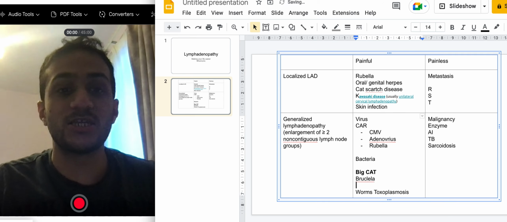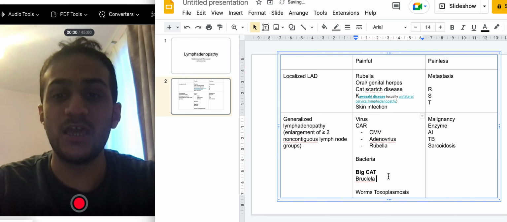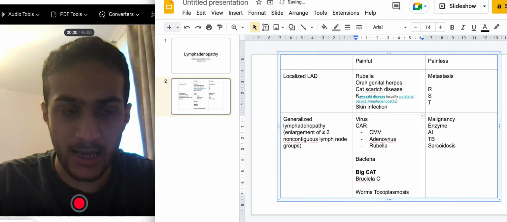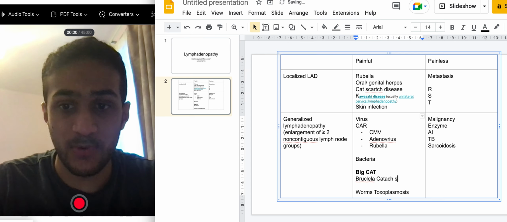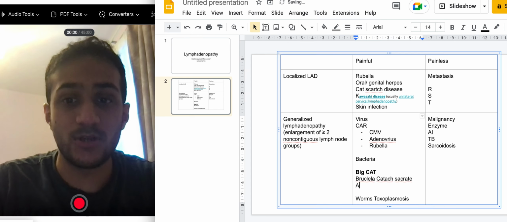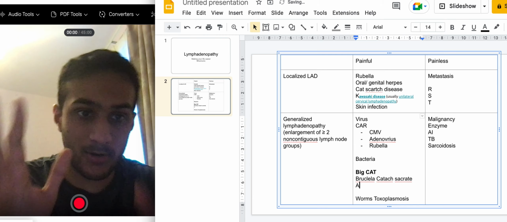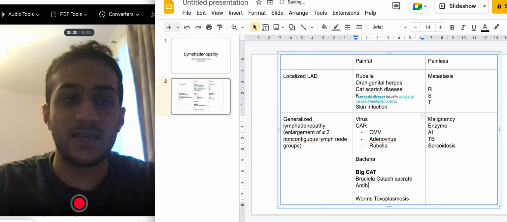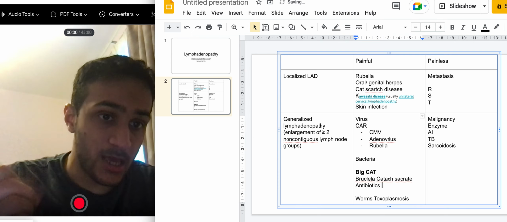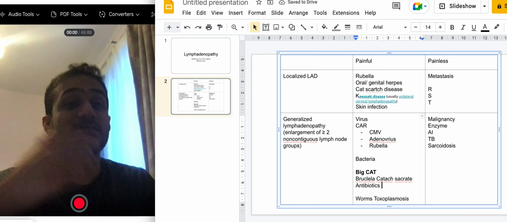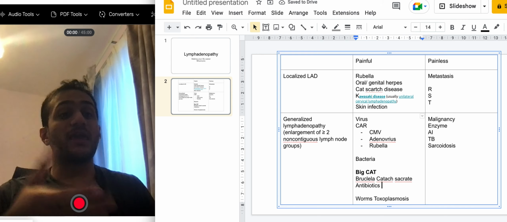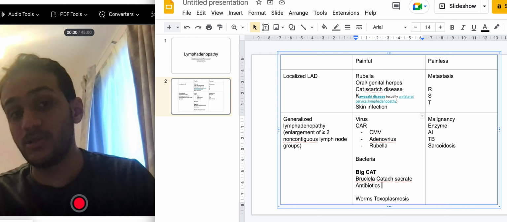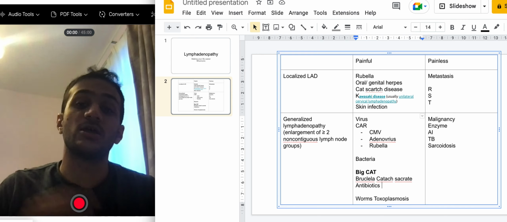Okay, the next thing is C, which is the cat scratch disease. We already spoke about this. Then A is not a bacteria, so a little bit of an exception, but it's antibiotics. Antibiotics can cause lymphadenopathies. Albuterol, antihypertensives, all these drugs that start with A can cause lymphadenopathies.